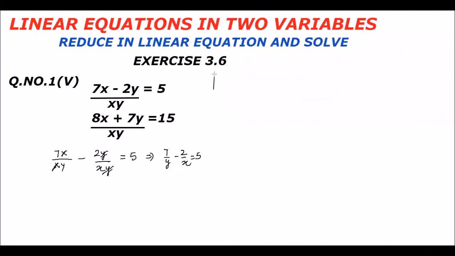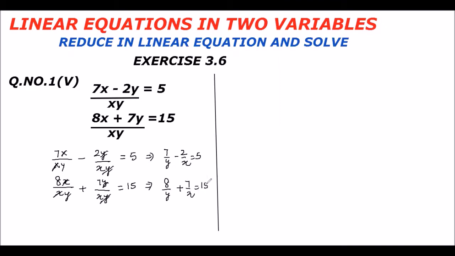Similarly, we will also change the second equation. If I separate the two terms, then the first term will become 8x upon xy. X and x will get cancelled, and 7y upon xy. This time y and y will get cancelled, is equal to 15. Therefore, the second equation will become 8 upon y plus 7 upon x is equal to 15.